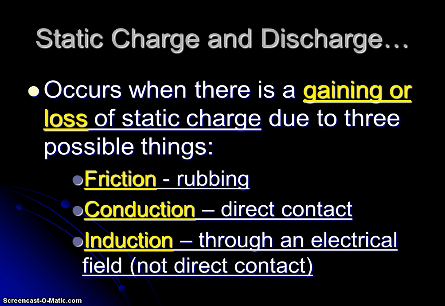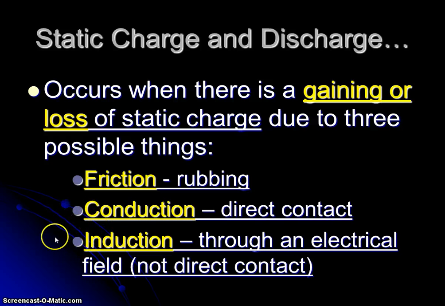Okay, so static charge and static discharge. When you charge something, you are gaining that charge. And when you discharge something, you are losing the charge. So you're either gaining or you're losing that static charge. Okay, and this can happen through three possible ways. Friction, when things rub together. Conduction, which is just through direct contact, not the motion, but the direct contact. And induction, right? When you transfer that charge through that electrical field we talked about previously, not direct contact.